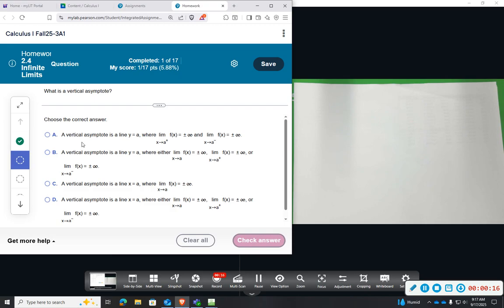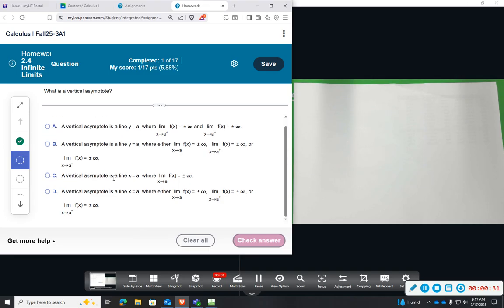So according to the definitions, if we look at these, it says a vertical asymptote is a line y equals a. Well, y equals a is going to be a horizontal line, and a vertical asymptote is a vertical line. So we can just eliminate A and B from there and look at C and D. So a vertical asymptote is a line x equals a. Looks good so far. Where the limit of f of x is equal to positive or negative infinity. Well, that's close, but it's not quite right.